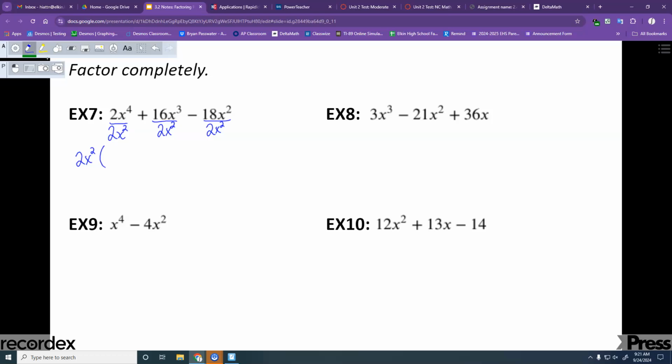Okay? 2 divided by 2 is 1. You can write it if you want, but you don't have to. And then you had 4 x's. You took 2 away. You've got x squared. All right? 16 divided by 2 is going to give me 8. You had 3 x's. You took 2 away. You just have an x there. And then the last one, 18 divided by 2 is 9. How many x's with that one? 0.